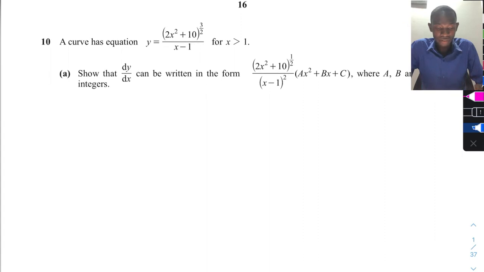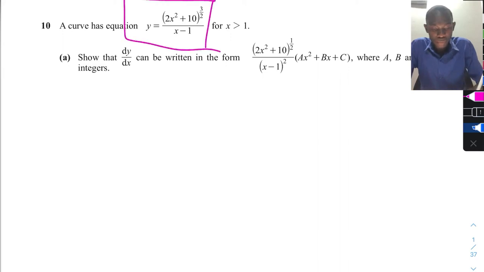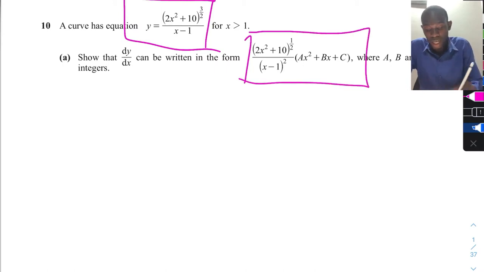Right, so let's start with the very first question. It says that a curve has an equation, so they gave us this particular equation. Now this equation is defined for all x values that are greater than 1, because if the x value is equal to 1, that particular rational function would not be defined. Now what they really want us to do is to show that the derivative of this can be written in this weird form. So basically that's what we want to do for 5 marks.